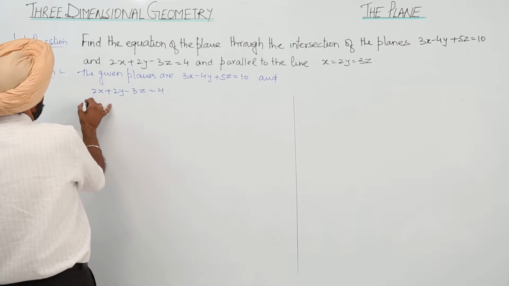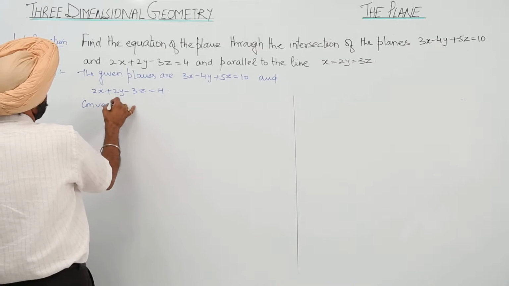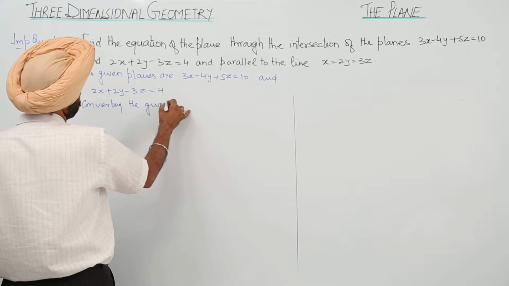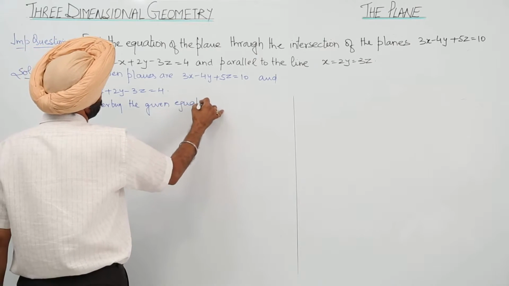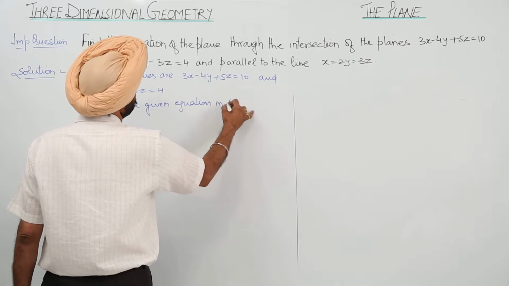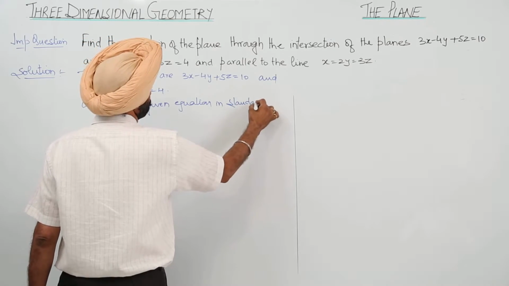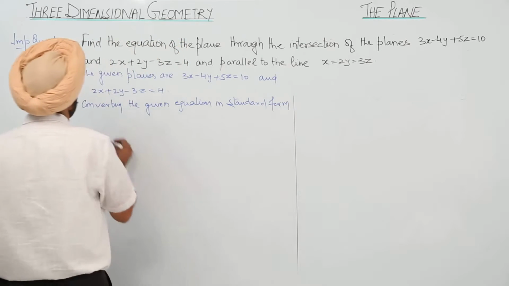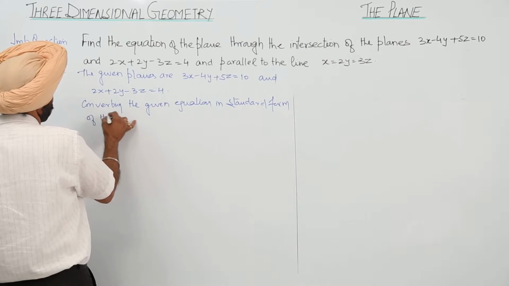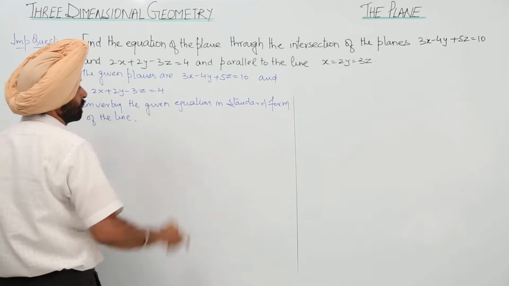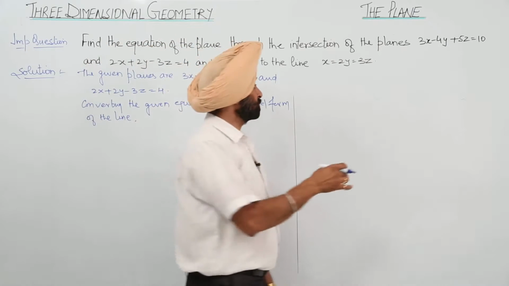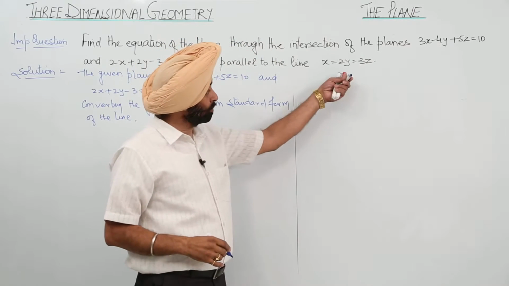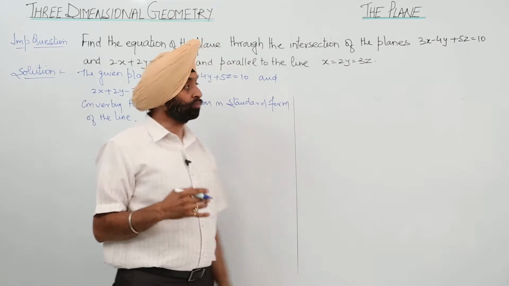Now, converting the given equation of the line in standard form. Now, this is why the question is very important, because how to convert this type of equation into the standard form, this is the main thing.